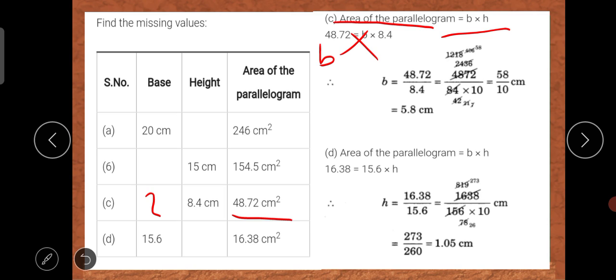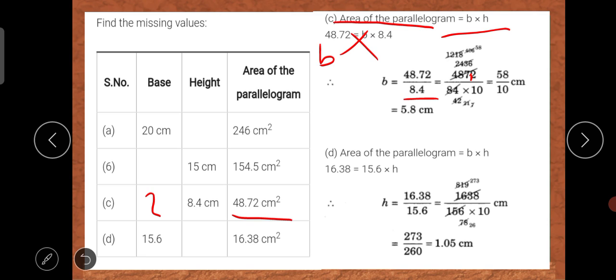And here 48.72. Now 2 methods are there. First, multiply by 10 to remove that decimal. It will make it very easy to solve the question. We are going to remove the decimal in the denominator by multiplying by 10. So 84 is multiplied by 10, and 48.72 is also multiplied by 10. Then you cancel this. 84 cancelled by 2, we will get 42.